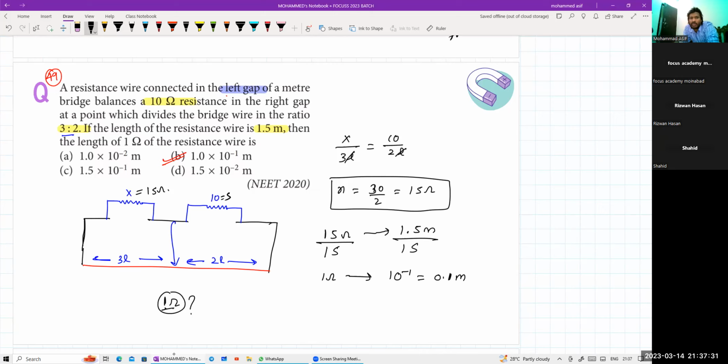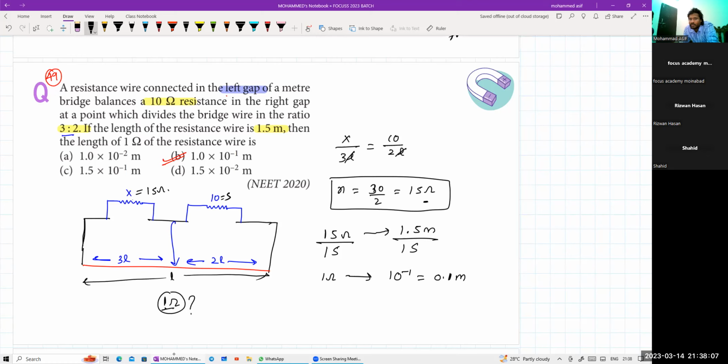तो उसने क्या बोला, a resistance wire is connected in the left gap of the meter bridge. Balances 10 ohm resistance in the right gap at a point which divides the wire in the ratio of 3:2. Total length L है, इसको 3:2 रेशियो में डिवाइड कर रहा है। If the length of the resistance wire is 1.5 meter, the length of the 1 ohm resistance will be equal to how much? पहले इसको देख लो, Wheatstone bridge से X by 3L will be equal to 10 by 2L. तो X की वैल्यू 15 आ गई.